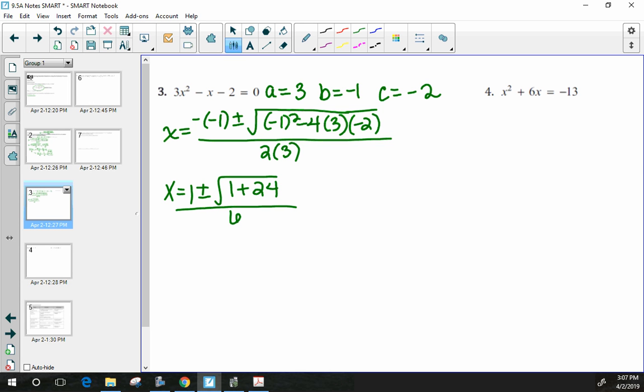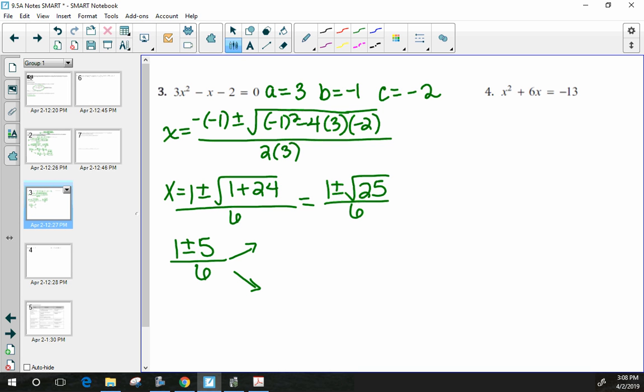Okay. And then 1 plus 24 is what? 25. Hard math here, right? And then over 6. And then the question is, is 25 a perfect square? Yeah, so actually we can take this all the way home then. The square root of 25 is 5. And I can then make that a whole number. We don't have to deal with decimals and all that.